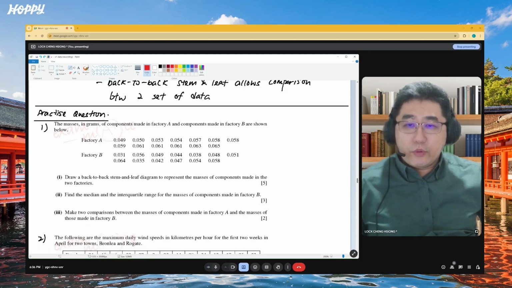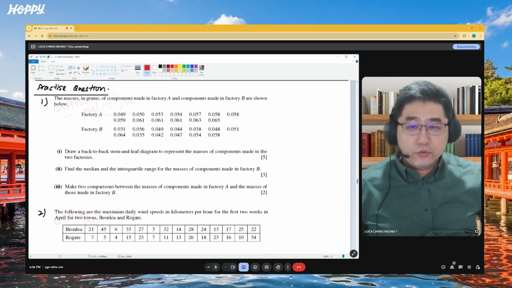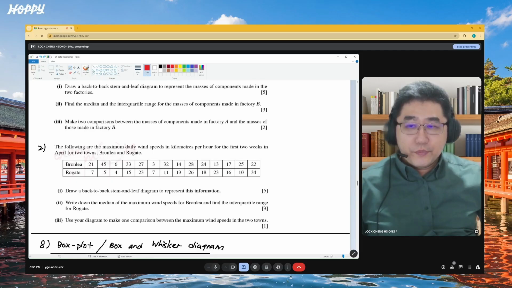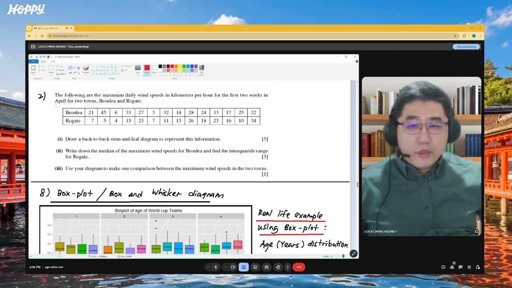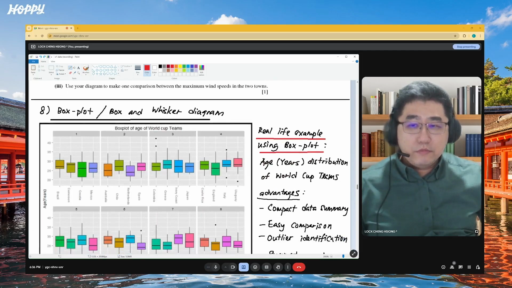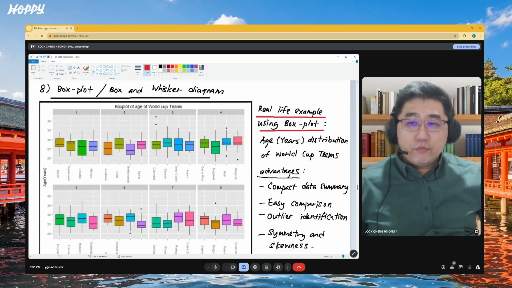There will be some practice questions that you can do. Next we have the box and whisker, or what we call the box plot.